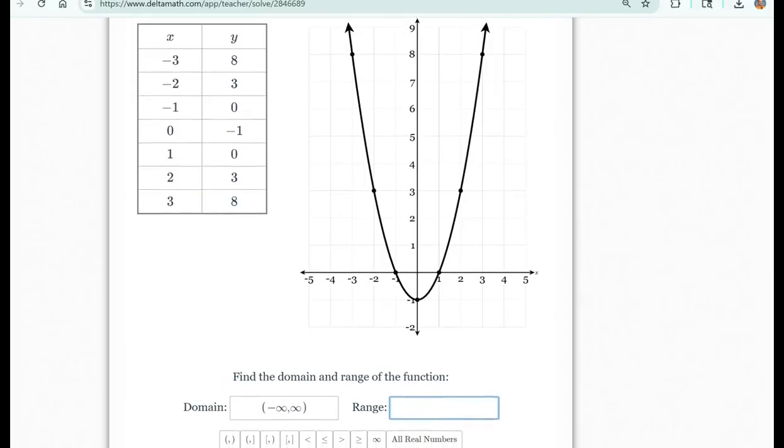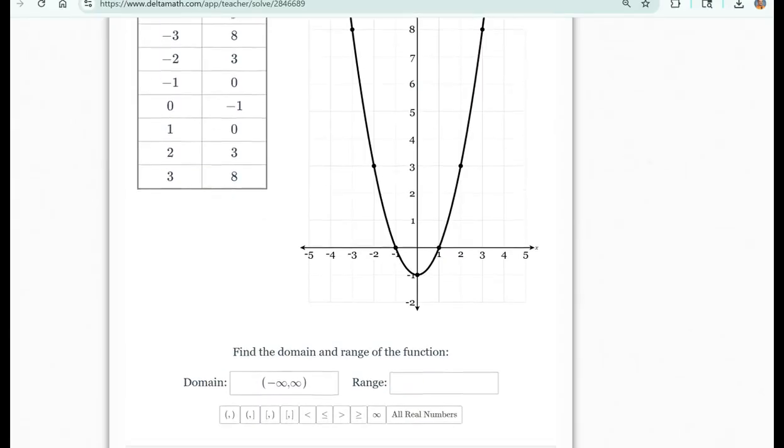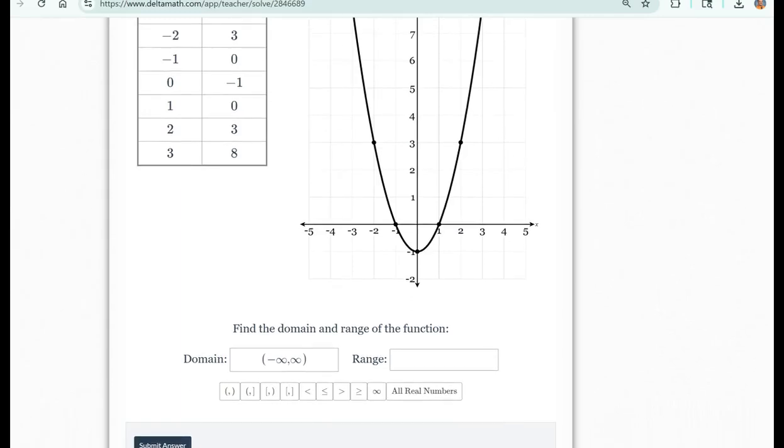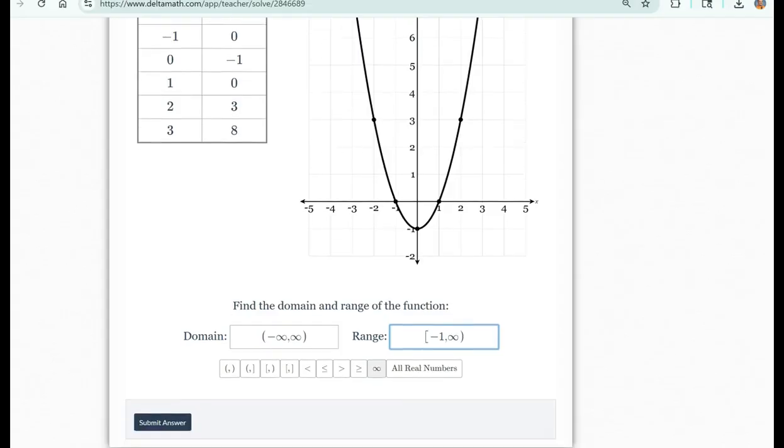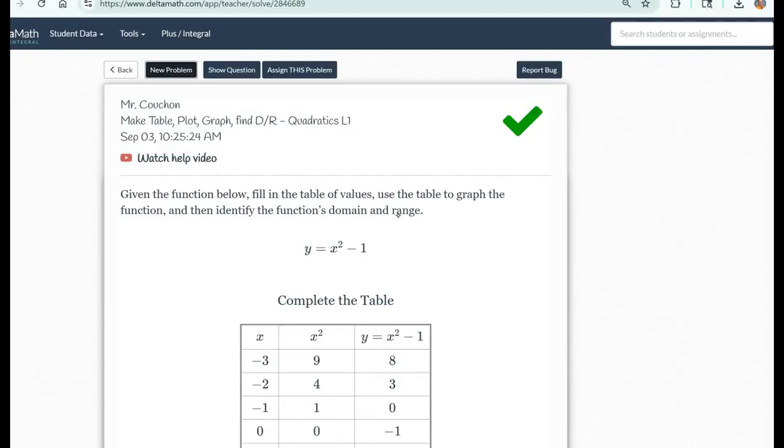Now range. This time the range stretches to infinity on the positive axis. So our range is going to be a little bit different. Now it starts at negative 1, and it includes negative 1. So we do need a hard bracket there. So that's going to be negative 1, and then it stretches to infinity. So I'm going to put the infinity symbol, and we always surround that with parentheses. We never put the hard bracket because infinity cannot be contained. So I have this here. I'm going to submit my answer, and we are set.